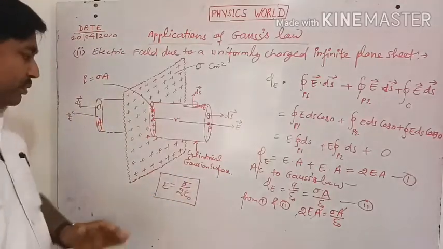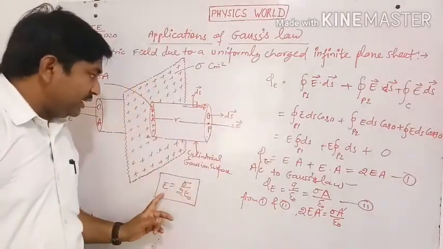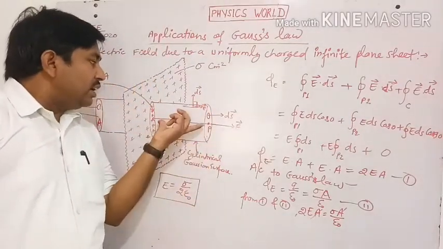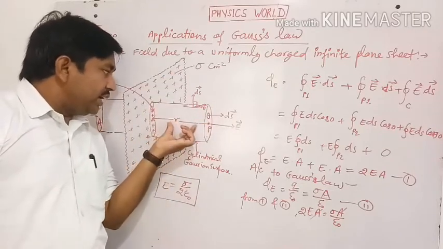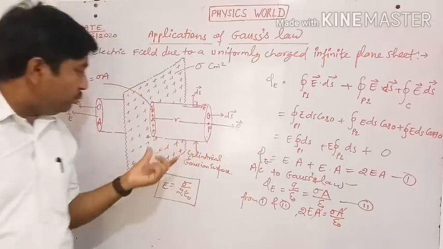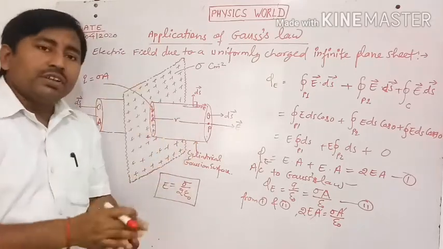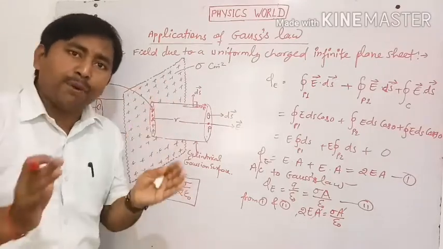By this formula, we observe that the value of the electric field is always free from the distance of this point from the thin plane sheet. The value of r does not depend on the E. So we can find out E is always uniform at every point.